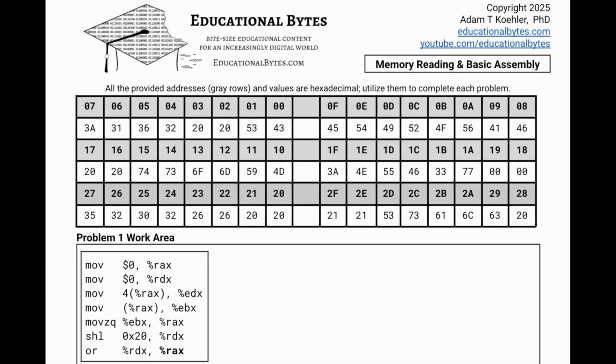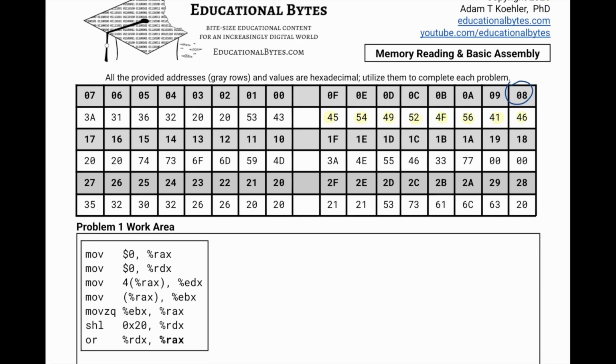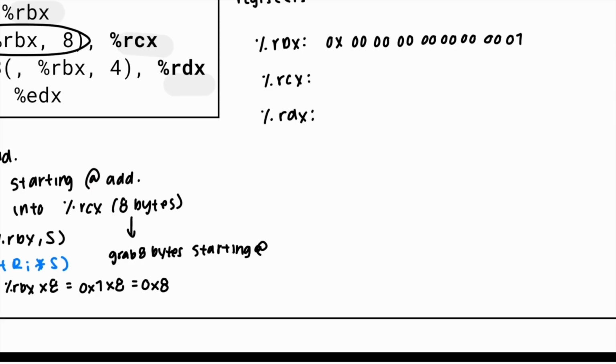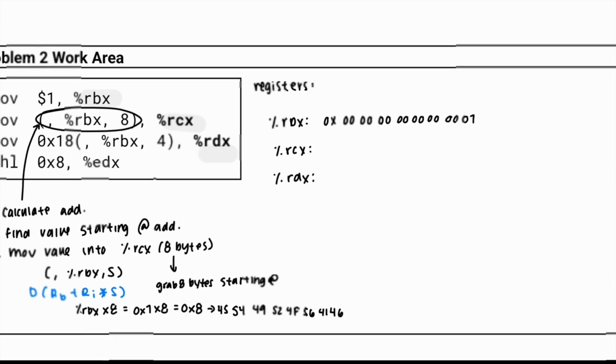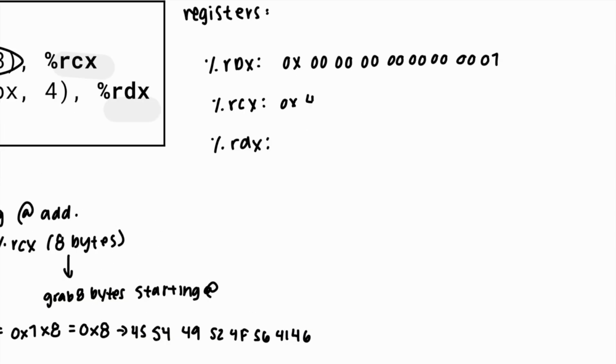In our memory table, we have 0x8 over here, and we can grab 8 bytes starting at 46, then 1, 2, 3, 4, 5, 6, 7, 8. So the final value we get is 45. So that's the final value we get, and then we'll place that into RCX.